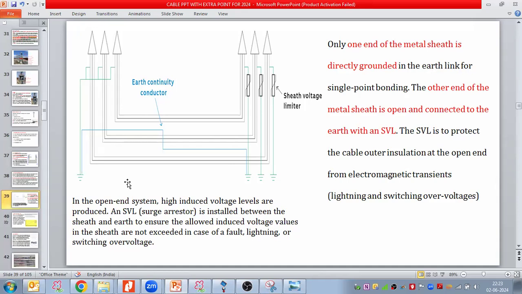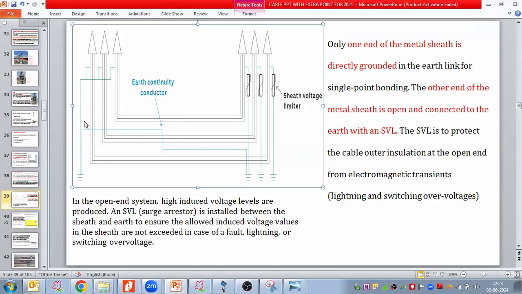Let me finish. So here is one another example. This is a single point bonded system. So the ECC cable, then the cable sealing end, then the cable. Now the ECC cables. This is my solidly bonded end, and this is my end bonded through the SVL, sheath voltage limiter.